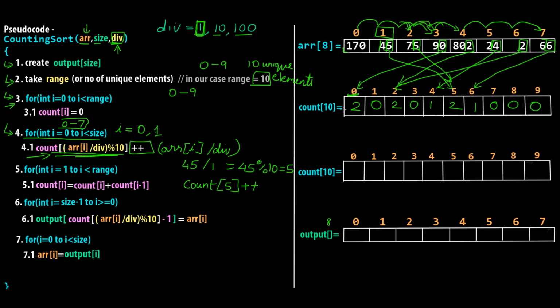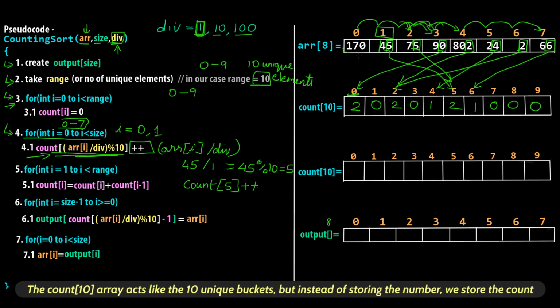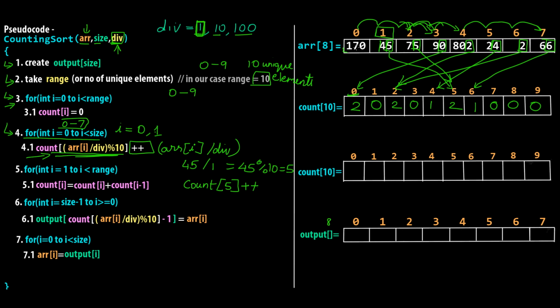So we will have count of 0 as 2, which means the elements in the input array having zeros as the LSB are 2, that is 170 and 90. Then we have 2 elements that have the LSB of 2. So you can see 802 and single digit number 2. So that's the count we are storing over here. So we have applied counting sort on single digits, that is the LSB of these numbers.